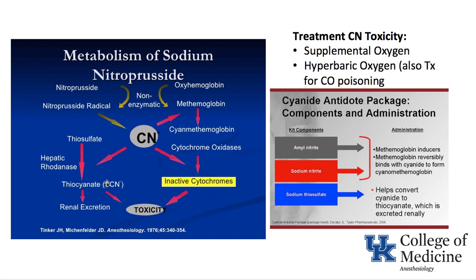That's the thiocyanate. Also, cyanide can bind to methemoglobin and form cyanomethemoglobin, and it becomes a real problem when it binds to cytochrome oxidases like cytochrome aa3 and inhibits oxidative transport and the ability to use oxygen at the tissue level, and concomitant acidosis. How do we treat cyanide toxicity?